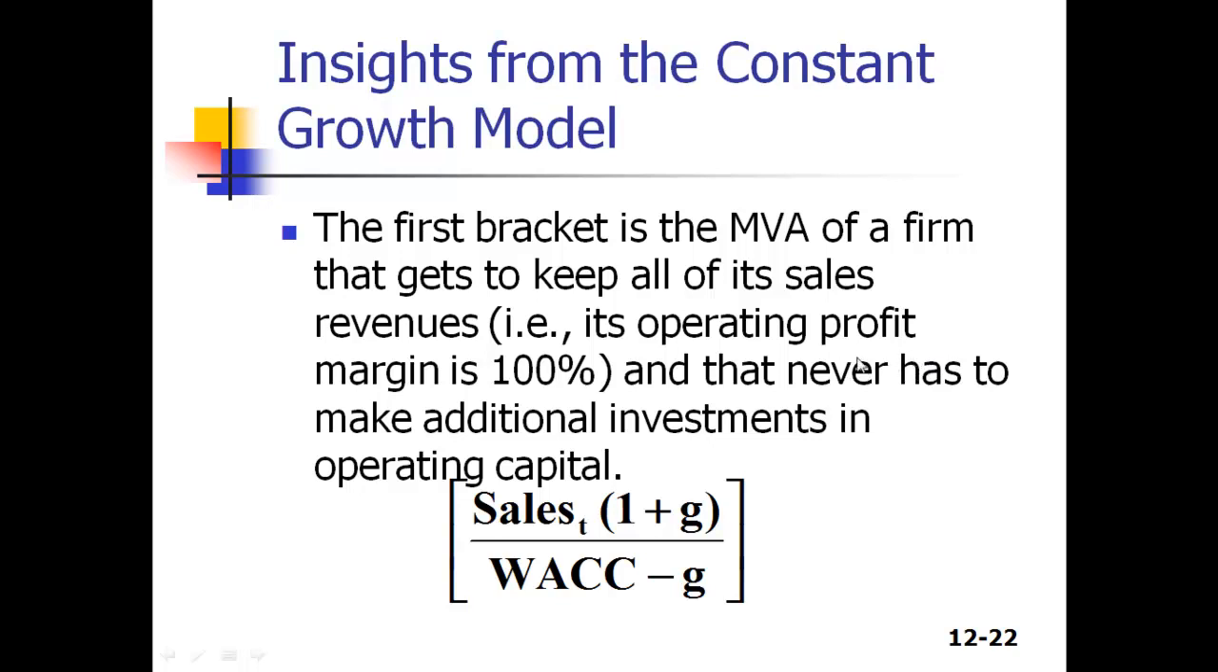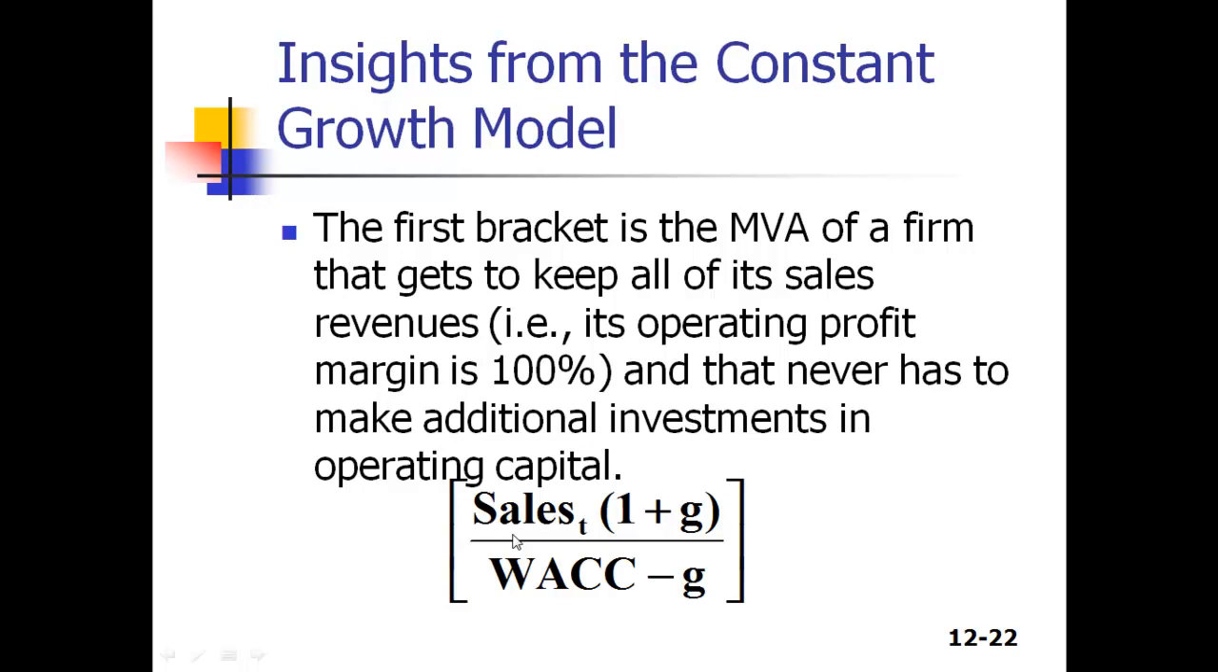Now the next few slides are just hammering in the point that I've just made. The way I structured the discussion was I just gave you the whole expression and showed it to you. What these slides now do is take every component and drill in. So the first bracket is the MVA of a firm that gets to keep all of its sales as profits and does not have to make additional investments. So this is saying that if a company can just have sales without any investment, is that possible? Of minimal investment. This is just thinking aloud.